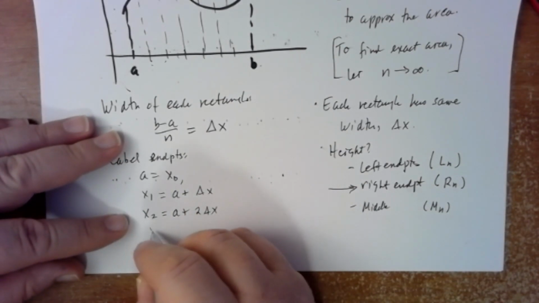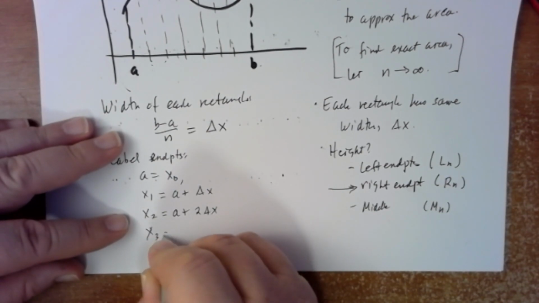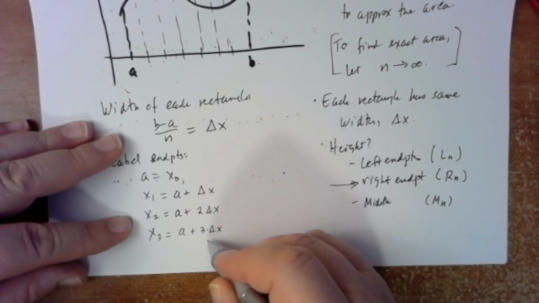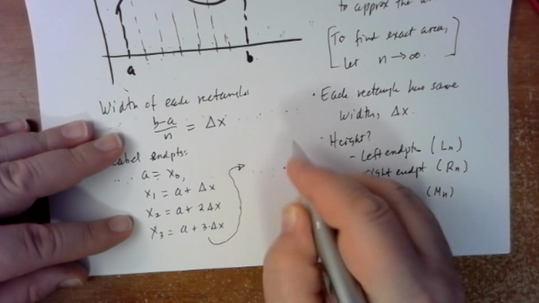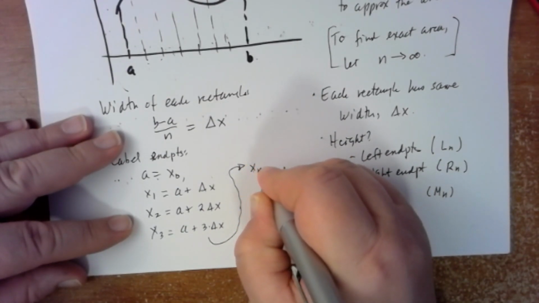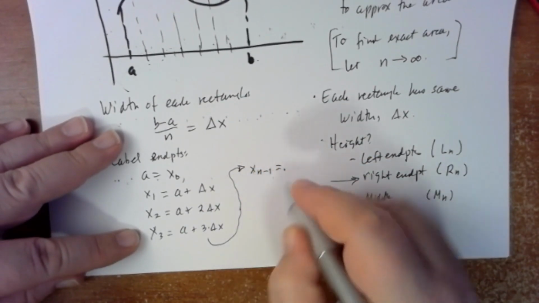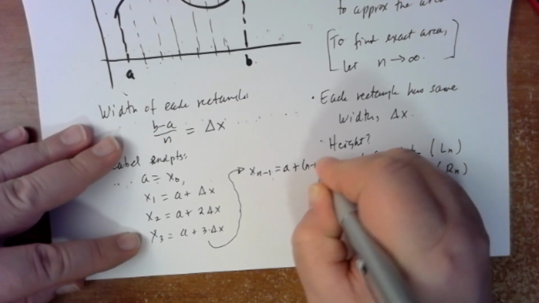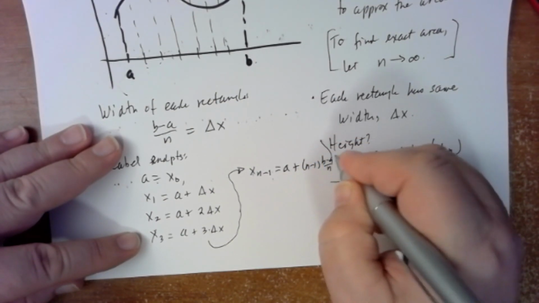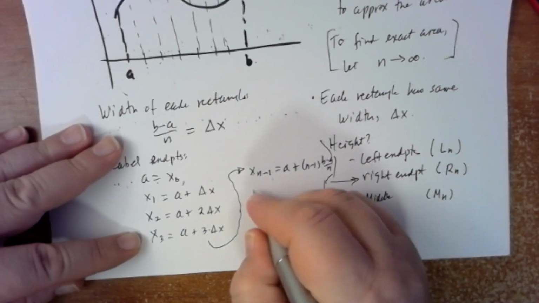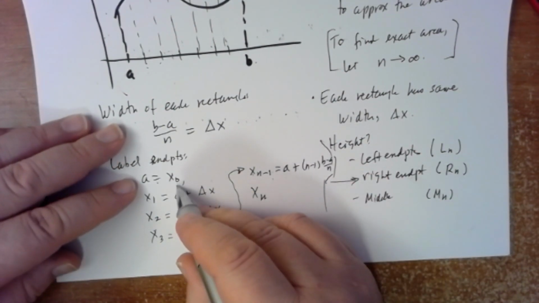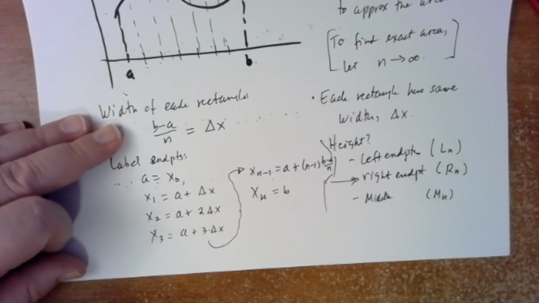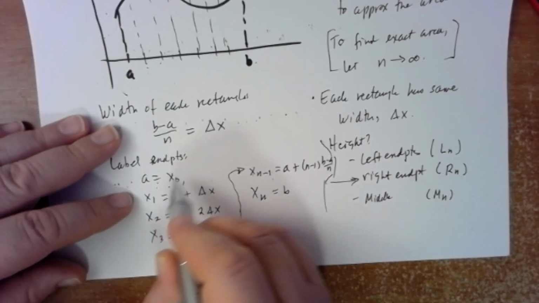x sub 3 would be a plus 3 times delta x. And so you could compute all of those, and we're going to keep going until the end here. So x sub n minus 1 will be a plus n minus 1 times b minus a over n. You don't need to remember these formulas here, but if you wanted to compute them, the most important ones are that a is equal to x sub 0 and x sub n is equal to b.